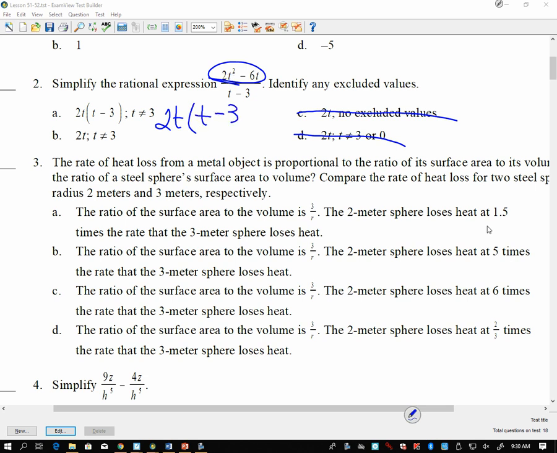Okay, so if I factor out a 2t, what's left inside? T minus 3. So if I look at it like this, does anything cancel out? T minus 3 cancels out, which means the simplified expression is what? 2t. And my excluded value was 3. Okay, do we see how we get B as an answer?